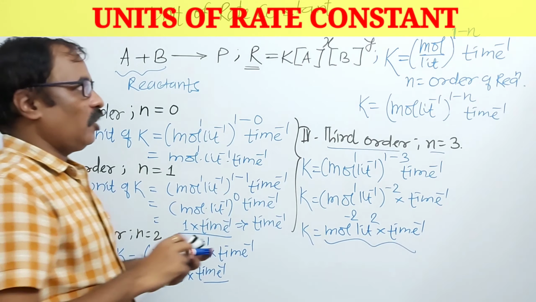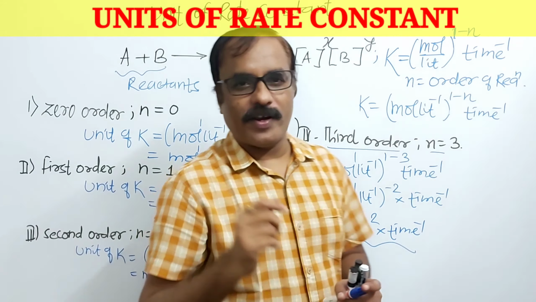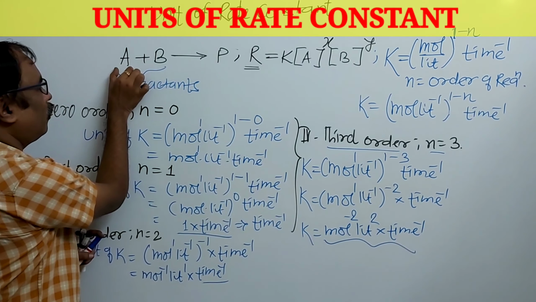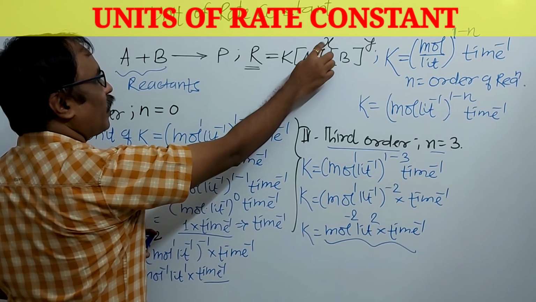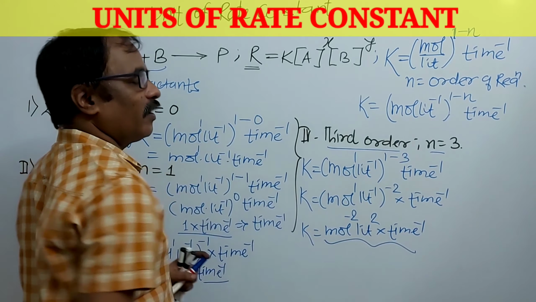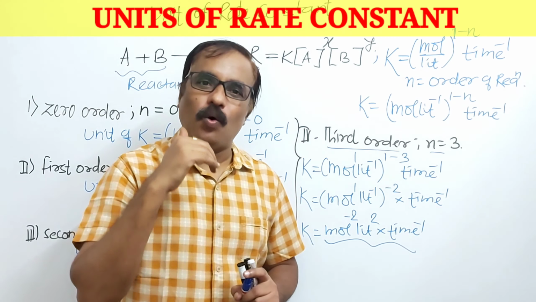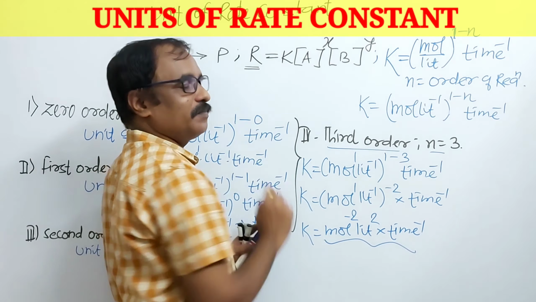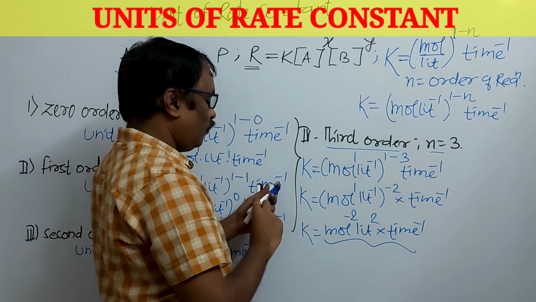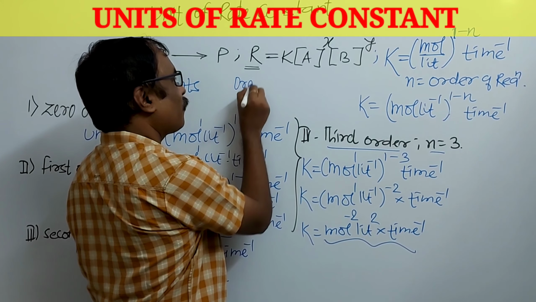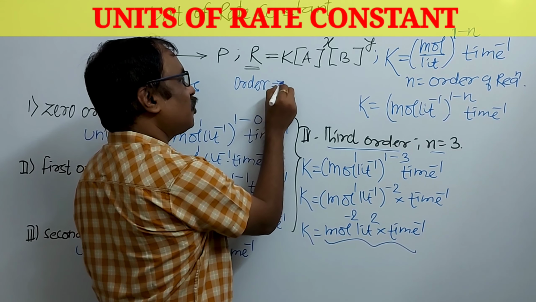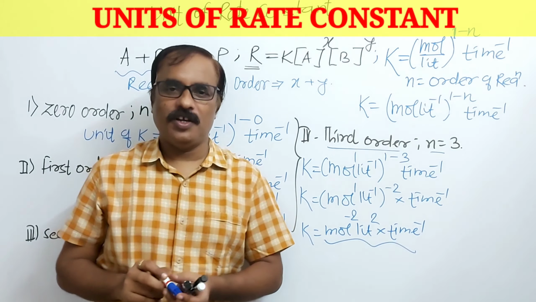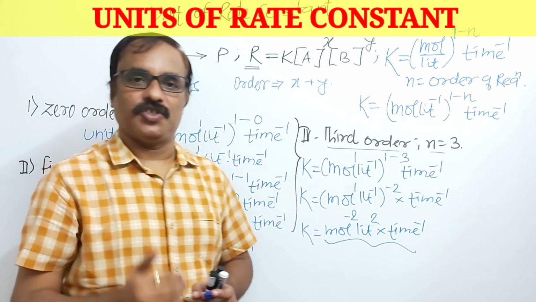And what is the rate law? Rate law is a simple expression in which rate of reaction is expressed in terms of concentration of reactants. For reactant A, concentration of A to the power X, concentration of B to the power Y. Now how to calculate order? Order is the addition of these powers. So the order of this reaction is X plus Y. We'll see in detail in the next lecture, with examples.